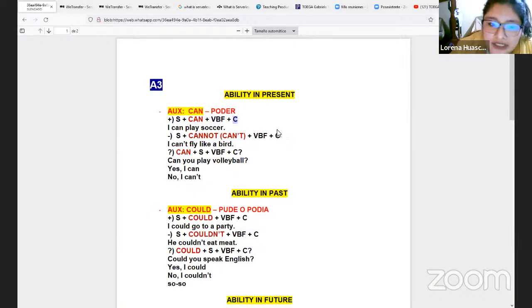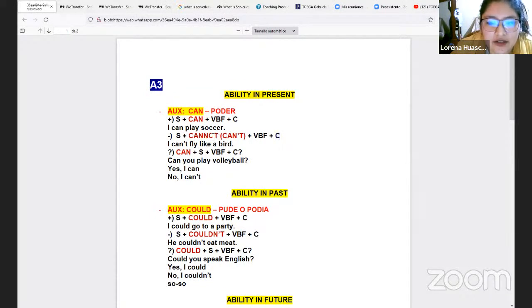When we use modal verbs, modal auxiliaries, always remember that we use the verb in base form. So we have to use the verb in base form with the auxiliary. And I can say, I can play soccer. I can show my ability. In negative way, I can use cannot or can't, with the verb in base form and the complement. For example, I can't fly like a bird.